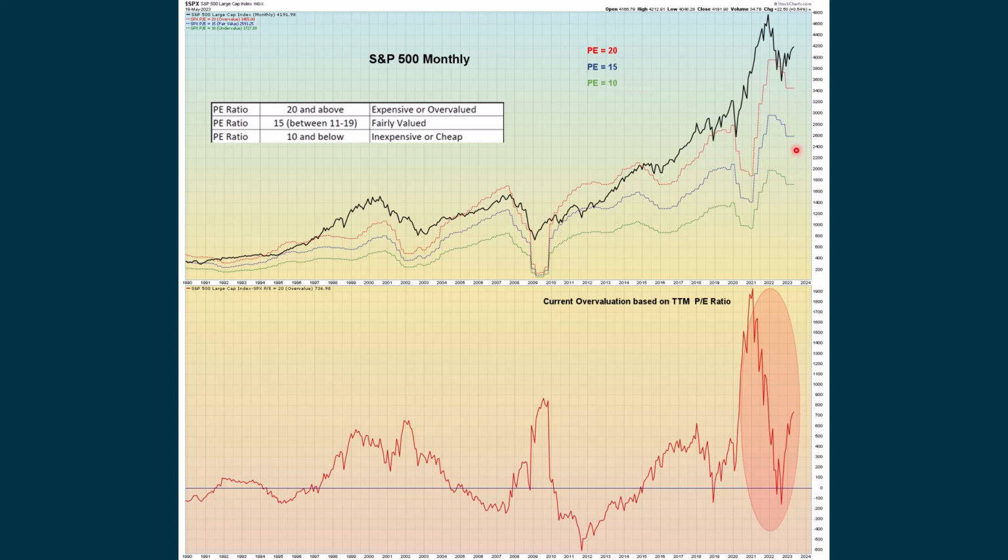We plot all three of these different colored lines here on the chart. The red is the PE ratio of 20, the blue is 15, and the PE ratio of 10 is green. And then we compare that to the current price of the S&P 500. On a historical basis, the black line is above the red line, so the market is considered expensive. Down below, this is a spread between the black line and the red line to show when we're above zero, that means that we are expensive.